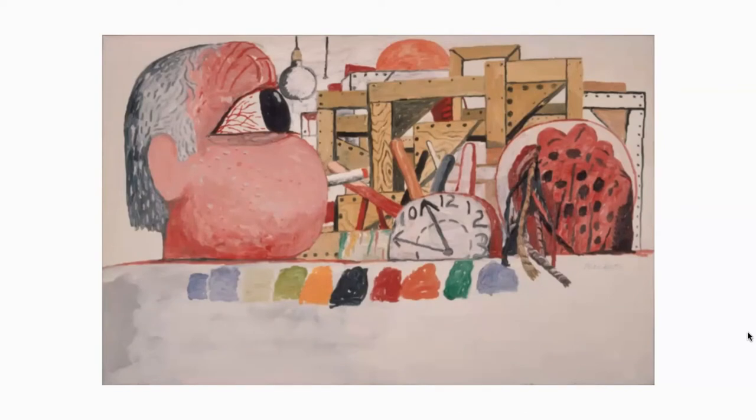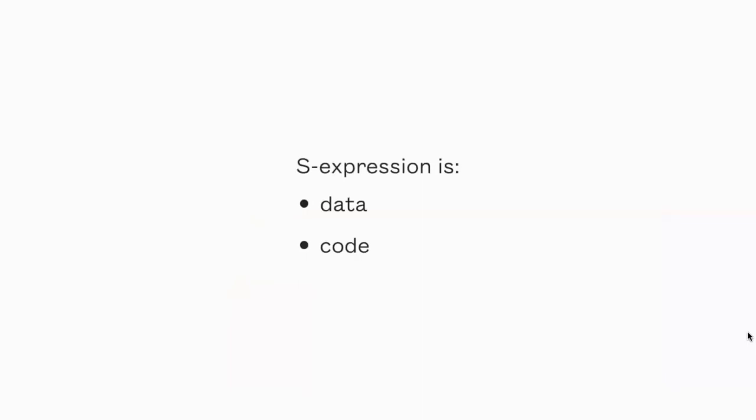McCarthy designed Lisp with the same economy. He had a notation for data, but he wanted a language for computation. Instead of extending his notation, McCarthy gave S expressions a double purpose. An S expression is both a data format, like JSON or XML, and code for the Lisp programming language.